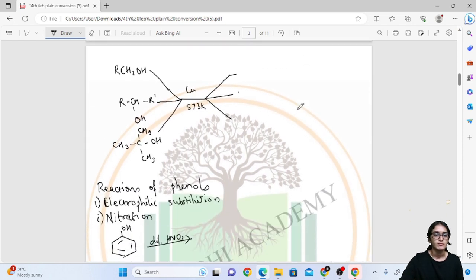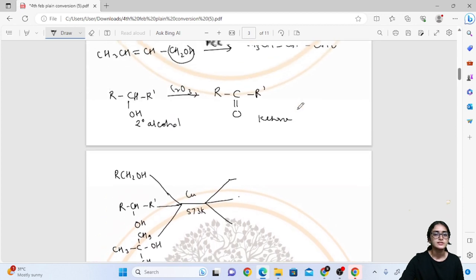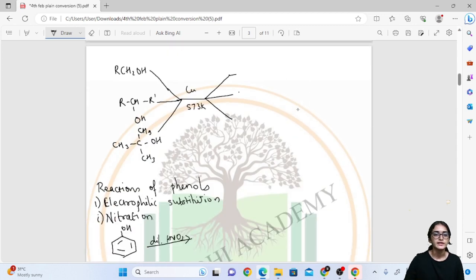The next is about, okay, this reaction comes under oxidation reactions only, but here the reagent is different. So here you take copper, copper filings. When I take primary alcohol in presence of copper at 573 Kelvin temperature, I will get RCHO, that is an aldehyde. If I take secondary alcohol under the same conditions, I am going to get ketone. So this is the product.